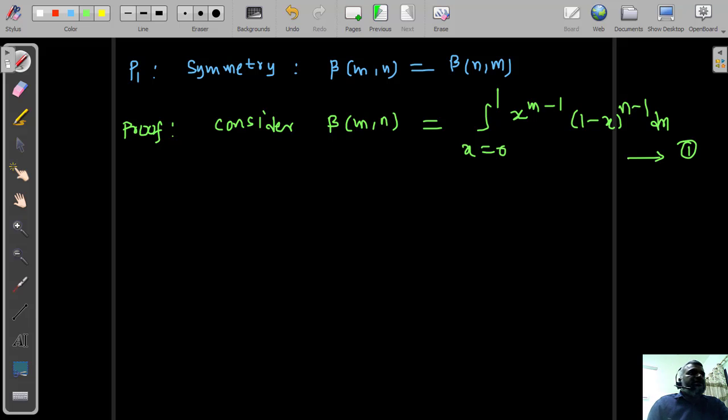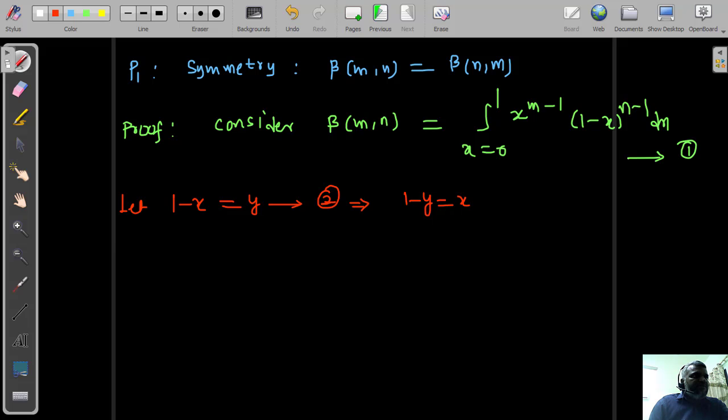To prove this, we need to go for a substitution method. The suitable substitution here: I will take this part, 1 minus x, as my substitution. Let me say 1 minus x equal to some y. Let us take this as equation number 2, with some variable y. From this, I require in future the value of x. So 1 minus y equal to x, just keep this one. So 1 minus x equal to y.